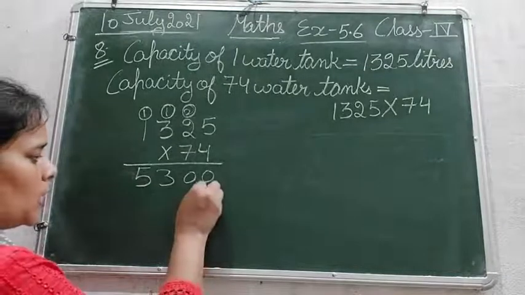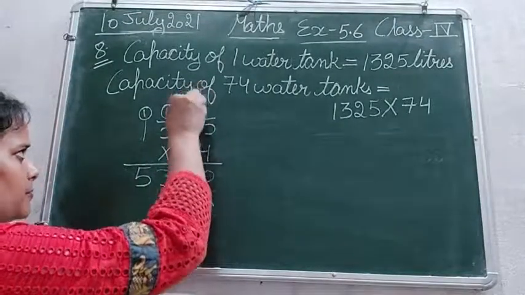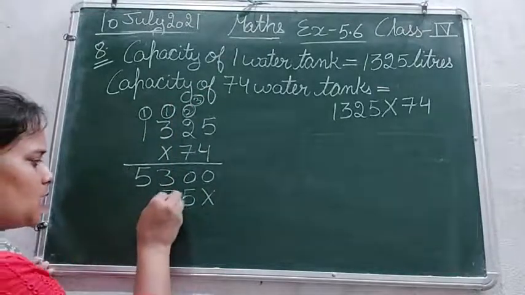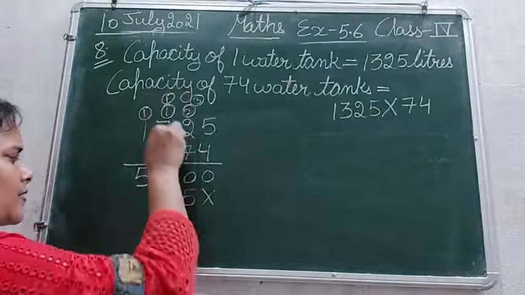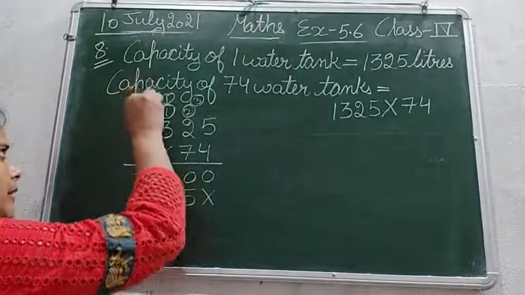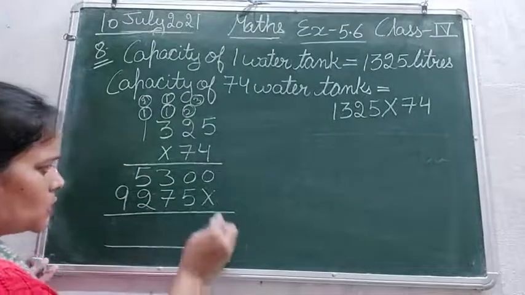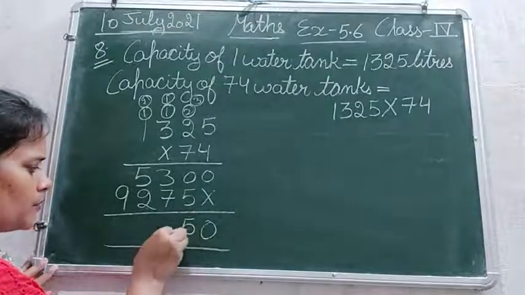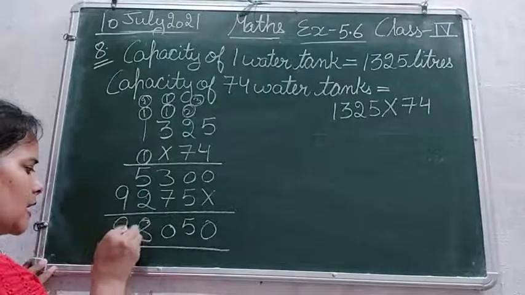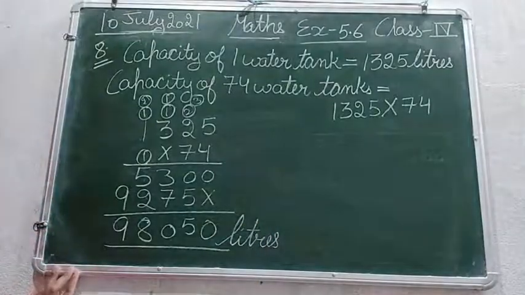Next, let's multiply 7. 7 5s are 35, 5, 3 will be carried above. 7 2s are 14, 14 plus 3. That is 17, 7, 1 will be carried next. 7 3s are 21 plus 1. This is 22. 2, again 2 will be carried next. 7 1s is 7 plus 2. This is 9. So let's calculate the total. This is 0, 5, 10, 5 6 7 8, and this is 9. So this is liters. So this is the total capacity of 74 tanks.